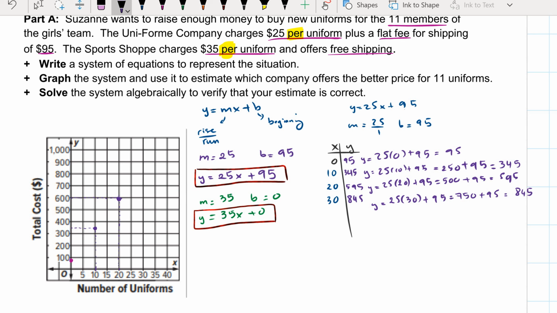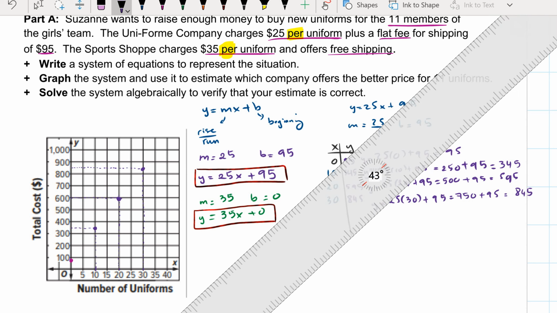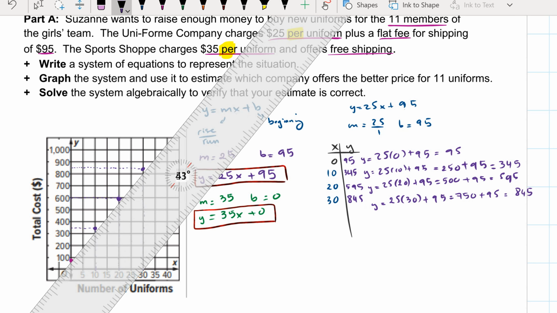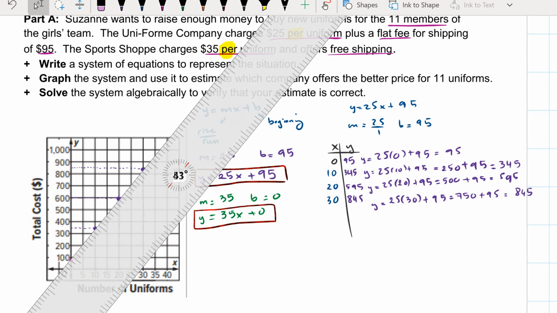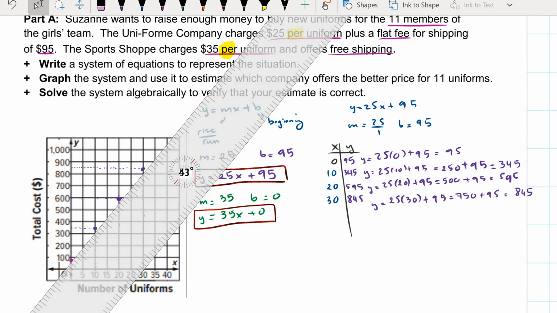And if it was 30, that will be 845. 30 uniforms is gonna cost $845. So it's close to half between 800 and 900. Okay, so it's estimation. We don't know for sure where. With the given graph, we won't be able to graph it accurately. We just use our estimation, and hopefully we make it as accurate as possible.